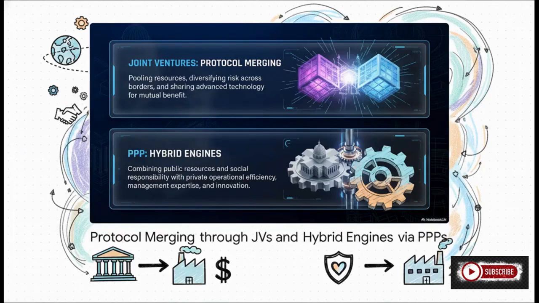So how exactly does a nation safely harness all that explosive global power locally? We use what I like to call hybrid engines. Things like joint ventures where local and foreign entities pool resources to diversify risk and share advanced tech. Or we use public-private partnerships, the ultimate hybrid engine that merges the social responsibility of the government with the lightning-fast operational efficiency of the private sector.